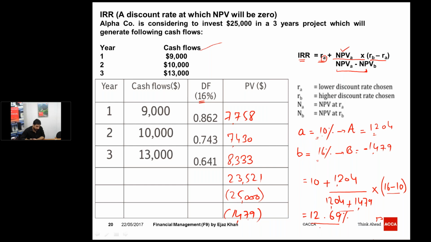Well, Waqas, the difference between the two rates should be as close as possible, but we have to make sure that we get one positive NPV and one negative NPV. So we'll make sure that the two NPVs are positive and negative, and the gap should be as close as possible. It will give you the right answer.